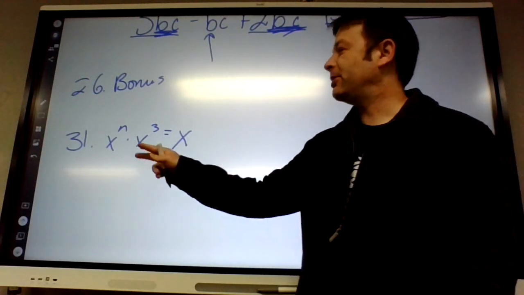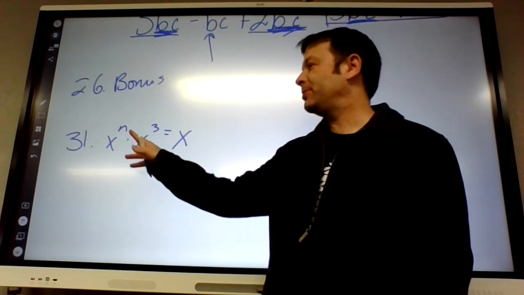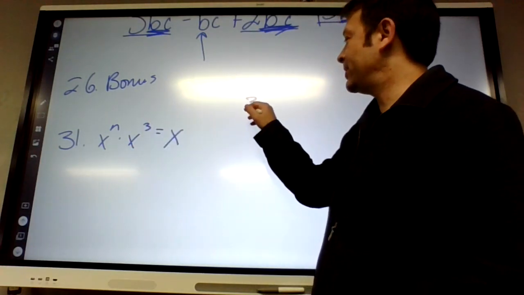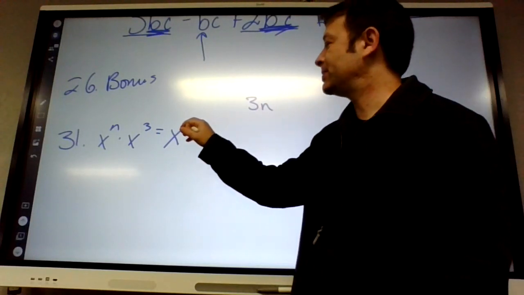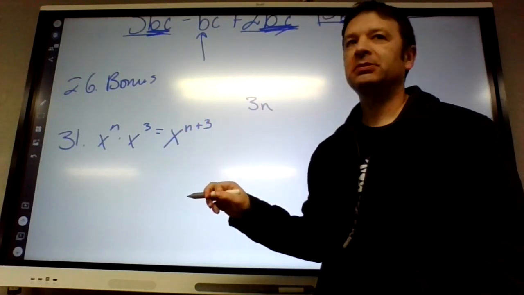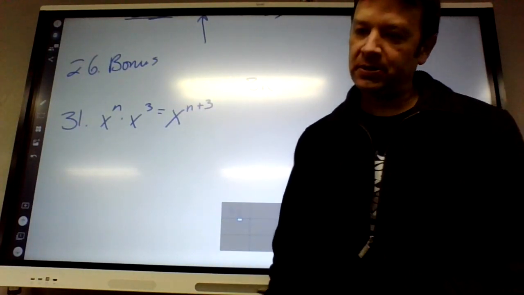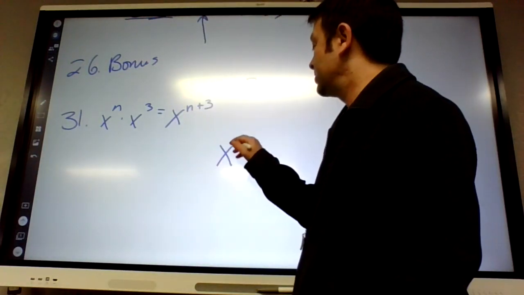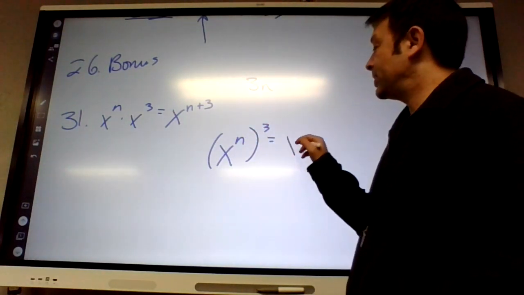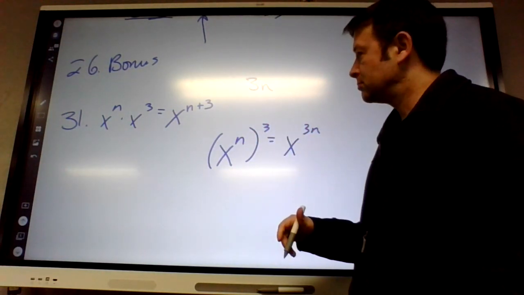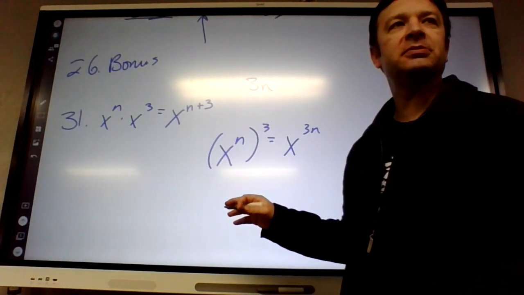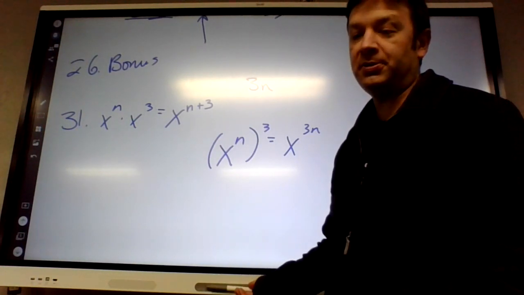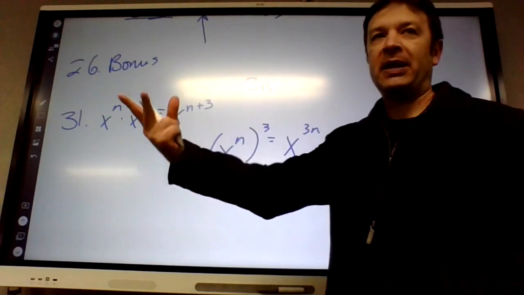Okay, so when we multiply the same base, what do we do with the exponents? Add. So why do I not put 3 in? That means multiply. It's n plus 3. So when do you multiply? It would be x to the 3n. Is it the same for divide? Well, it's subtract. Oh, okay, so on 32, you just have to add the exponents. It's 2 to that power, whatever.